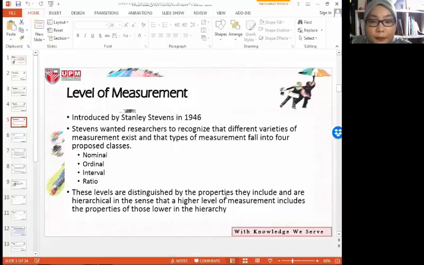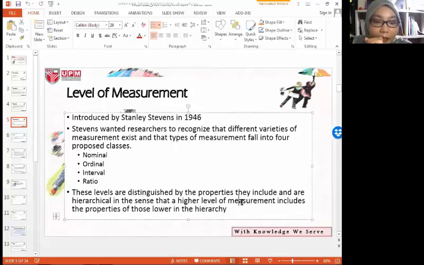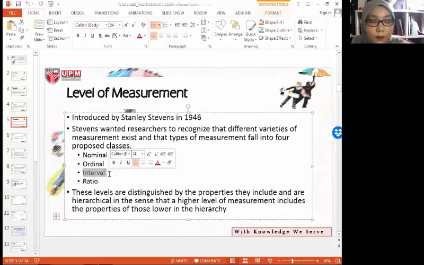And then as stated by Stanley, he said that the properties they include are hierarchical in the sense that the higher level of measurement includes the properties of those lower in the hierarchy. So meaning that the lowest level is nominal. The next one is ordinal. So all the attributes of nominal are also held by the ordinal level. Okay, and then for example the interval will have all the properties of the ordinal level of measurement as well.